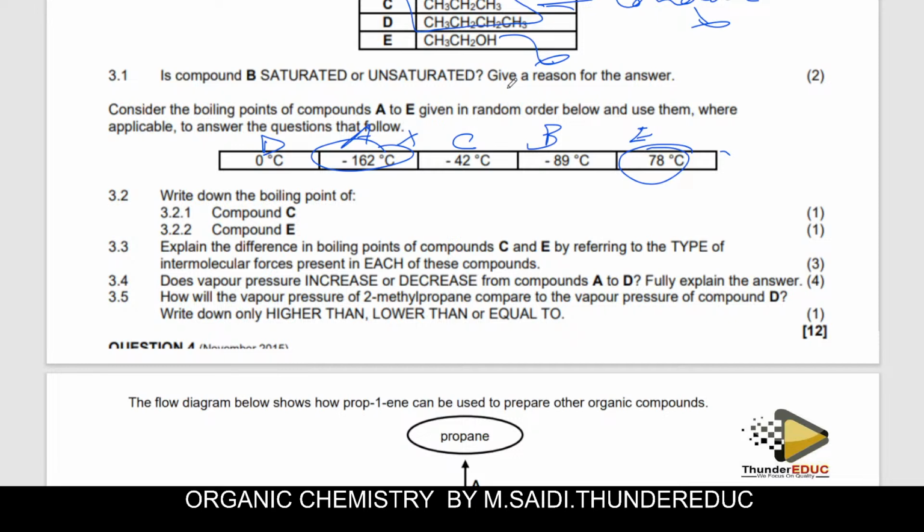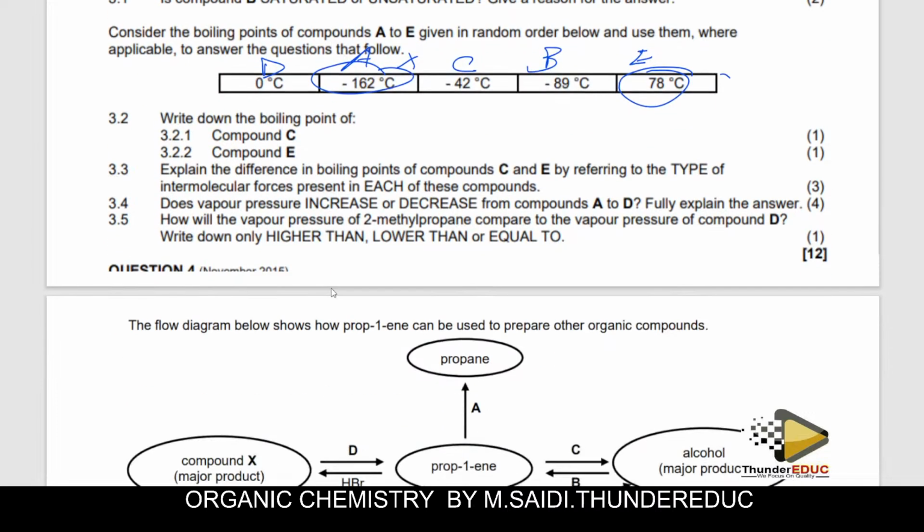1, 2, 3, 4. So it's just a branched chain. So in this case, if the compound is branched, the boiling point is lower. You understand? The boiling point is lower, and then the vapor pressure is high. So in this case, because this is a branched chain, therefore the vapor pressure is going to be high, and the boiling point is going to be low. So that is it.